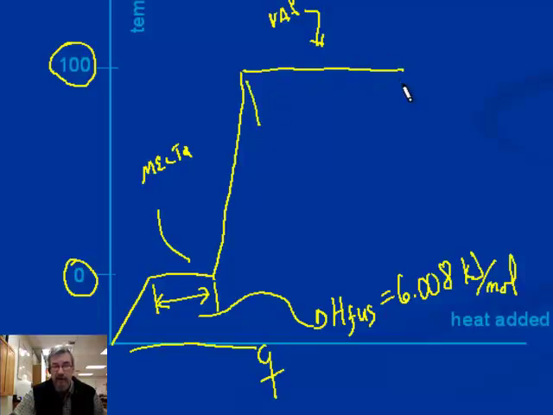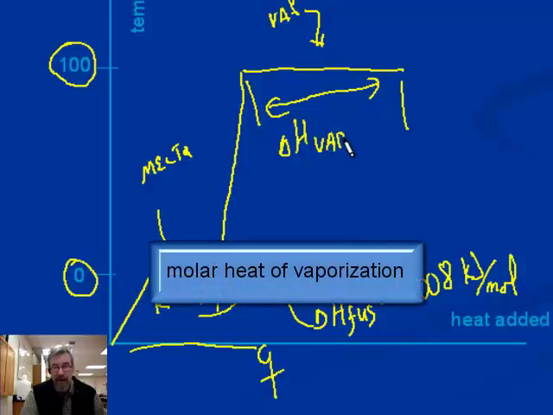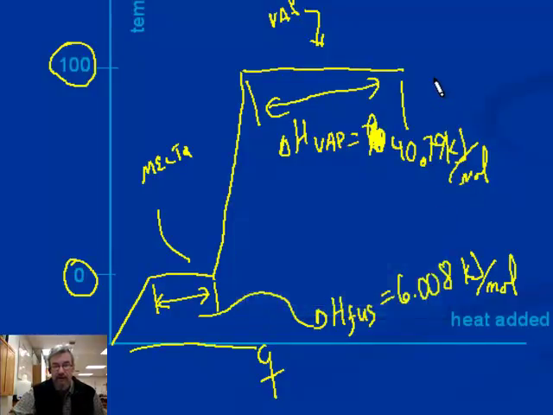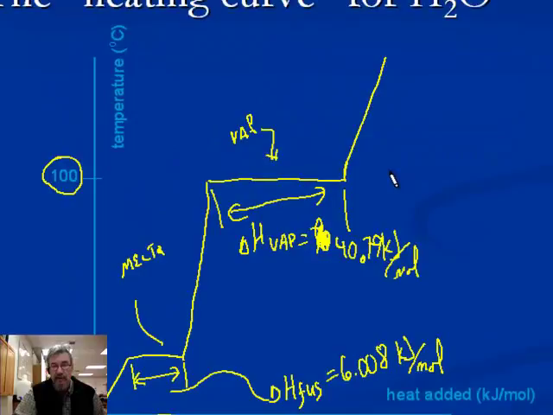And the amount of energy it takes to get through that phase change, every substance has its own, is called delta H vap, and for water it's 40.79 kilojoules for every mole of water that you vaporize. Then once it's all vaporized, the steam, the water vapor, can then begin to increase in temperature as you add more Q. Let's take another look at this.